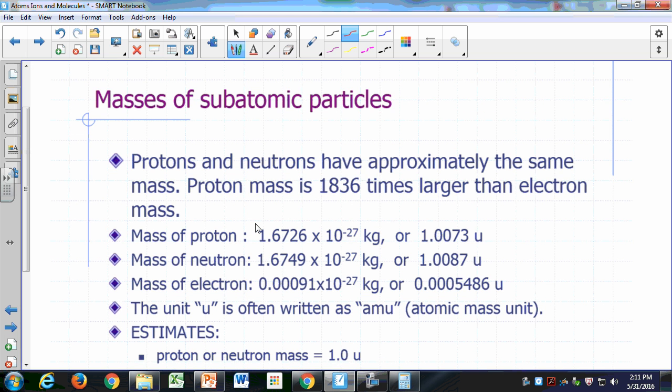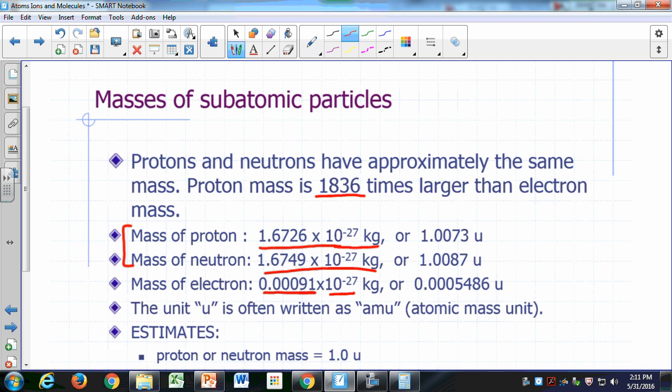Now, protons and neutrons have approximately the same mass, and they're given right here in this slide. You can see it's 1.67 times 10 to the negative 27 kilograms, and 1.6749 times 10 to the negative 27. So the proton and neutron have almost the same mass, and they're much more massive compared to the electron. In fact, a proton is 1,836 times more massive than an electron. I've purposely written it this way here, the mass of the electron, 0.00091 times 10 to the negative 27.